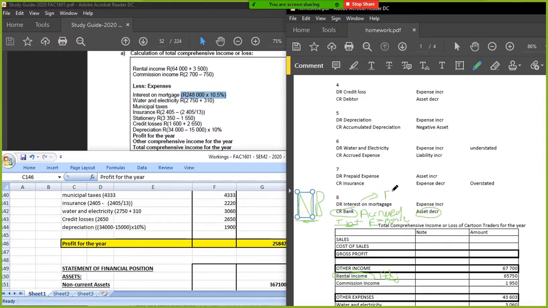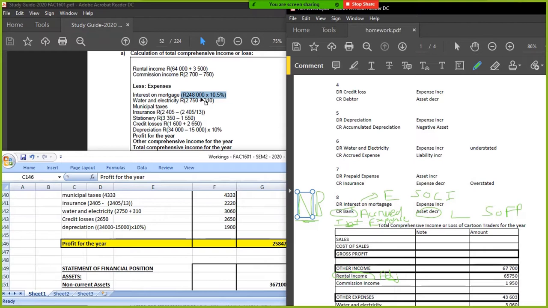Interest on mortgage, expense. Where are expenses shown? Statement of comprehensive income. Accrued interest expense is a liability. Where is that shown? Statement of financial position. See how important this working is. If I've got the right working, I know where to put it.